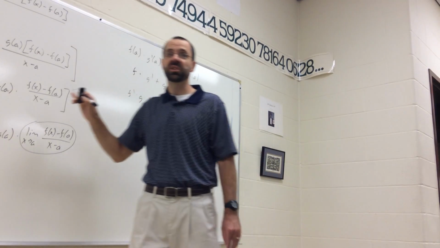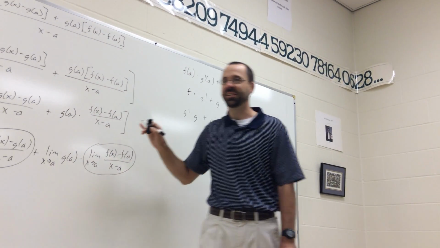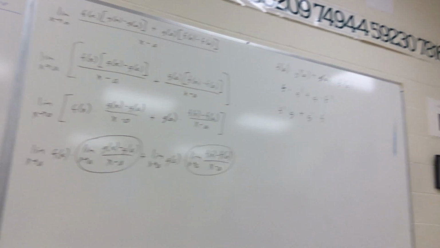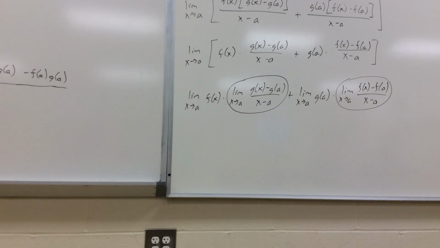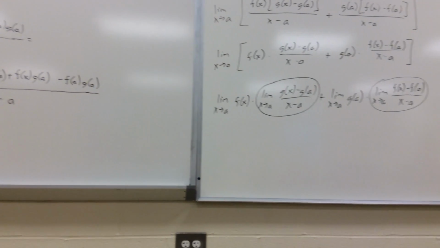Okay, so now you believe it's true, sort of. Haha. Okay. So now that you believe it's true, we're going to use it. So this is the product rule, and it tells you how to take the derivative of things that are multiplied.